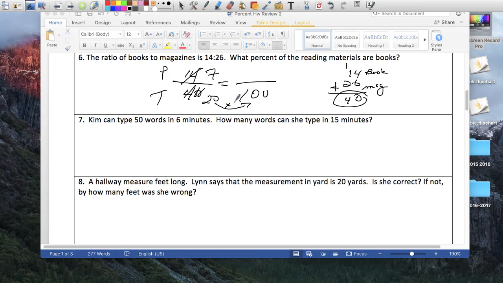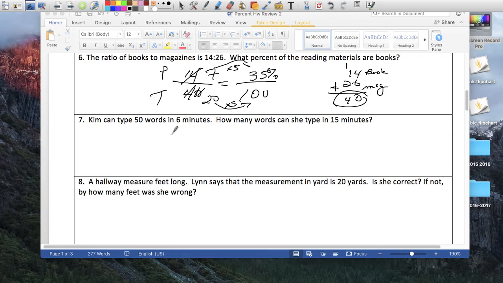Yes, there is now a relationship. Times 5. And on top, I'm going to go times 5, which gives us 35. So out of the 40 reading materials, 35% of them are books. That's another way of saying things. Okay.